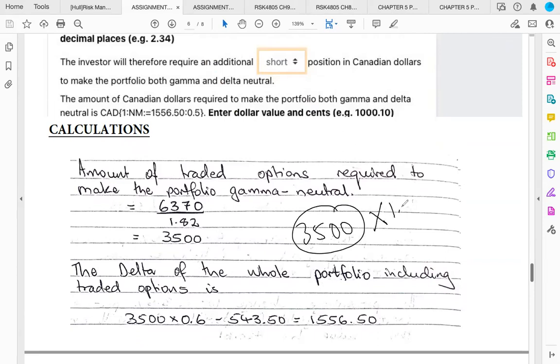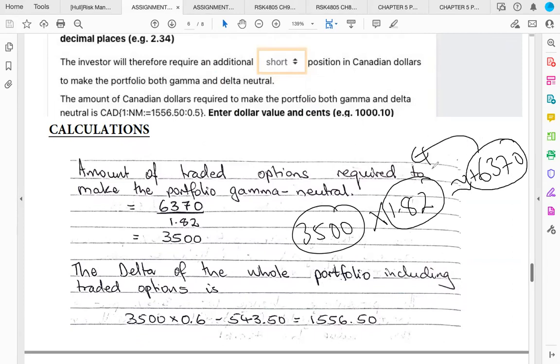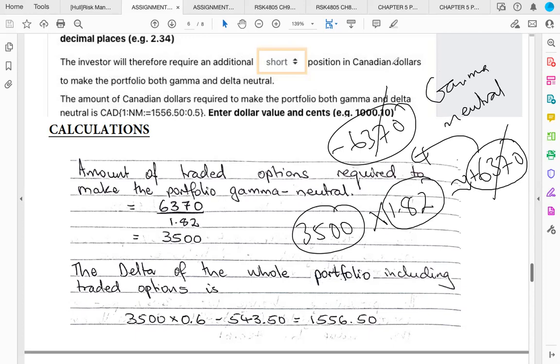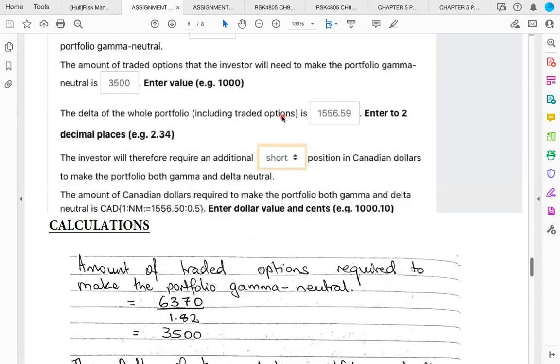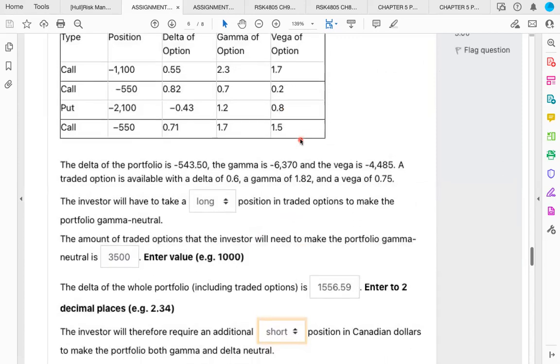Each of those options is going to have a gamma of 1.82, and then that will give us 6370 as our new gamma that we will add to our portfolio where the gamma is already 6370, and then this is positive, it will offset this negative, and then that will make our portfolio gamma neutral. We already looked at this in question 2, so this should now be a bit easier to follow, right?